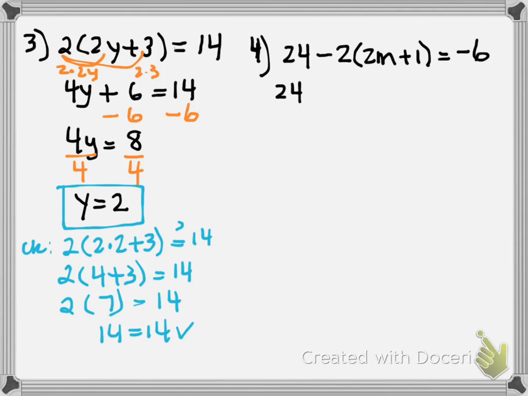And what we're going to do over here is we're going to multiply, negative 2 times 2m. What would that give us? Negative 4m. And then we're going to multiply negative 2 times 1. And what's that going to give us? Negative 2. And all of that equals the negative 6. Now notice that I have 3 terms on the left, which means there's 2 that have to pair up.